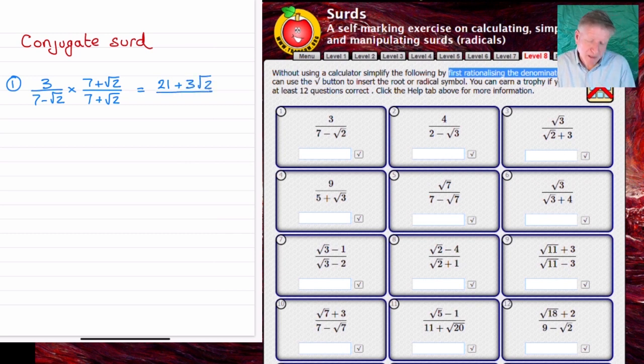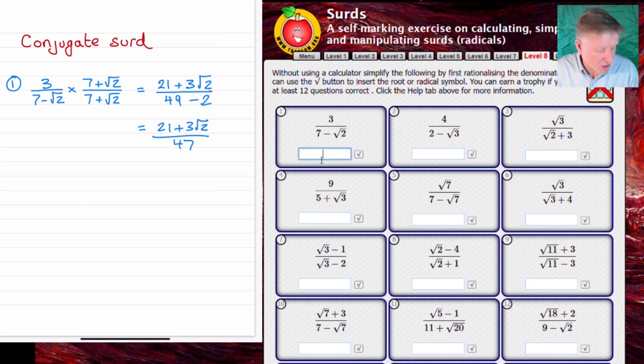And on the bottom, we know from level 7 that we're going to get 7 7s are 49 minus root 2 times root 2 is 2. So the answer here is going to be 21 plus 3 root 2 over 47. And that is how we have simplified, even though it looks more complicated, doesn't it really? But actually we've made it so that there is no irrational part in the denominator.